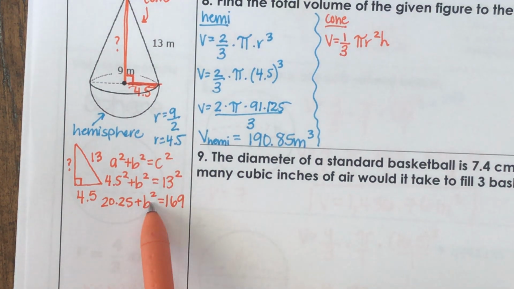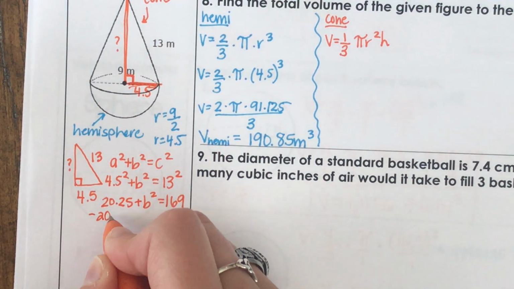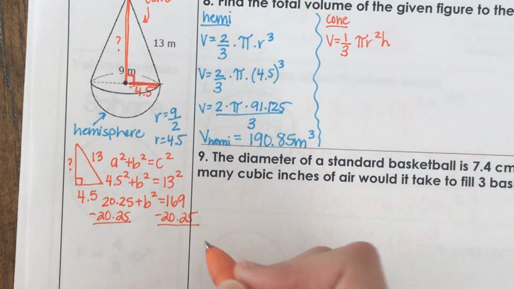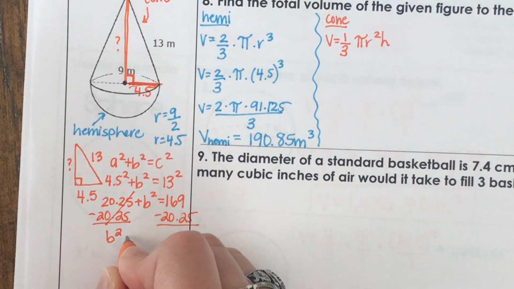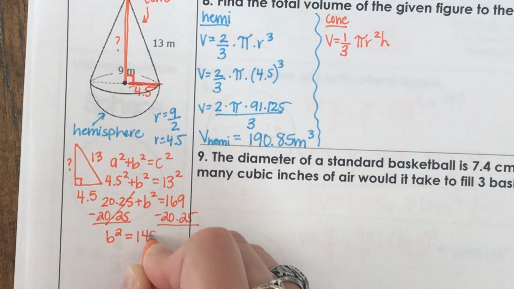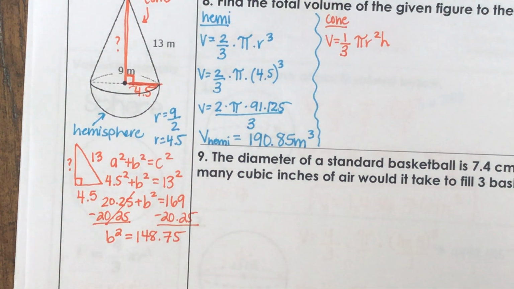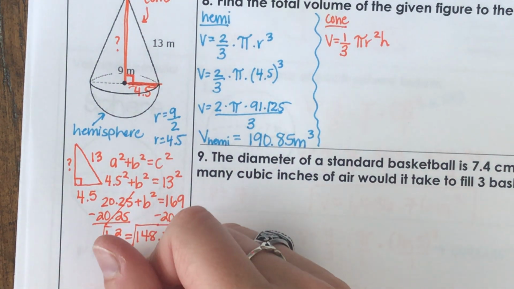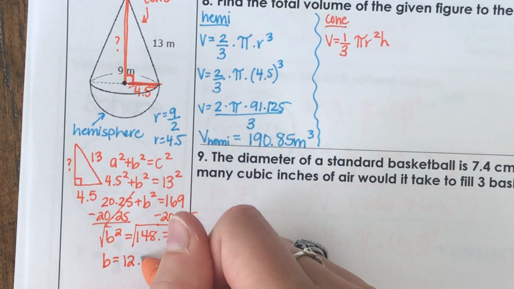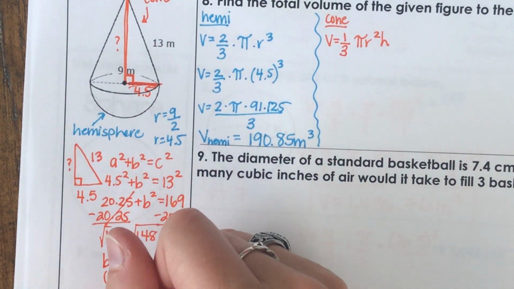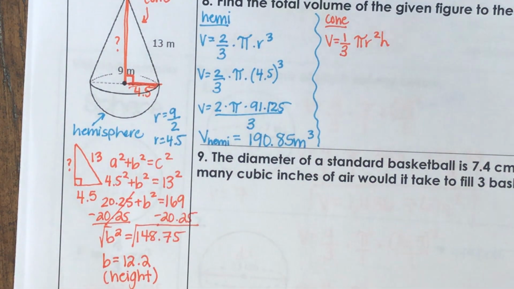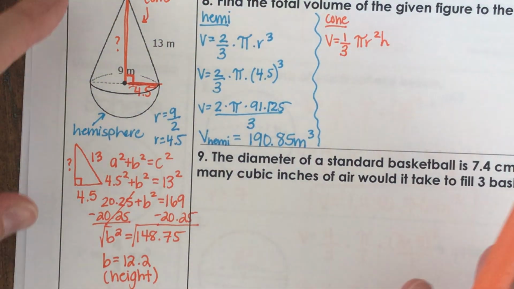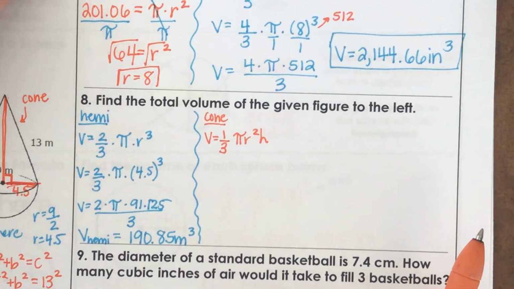From here, I want to get b squared by itself, so I'm going to subtract 20.25 from both sides. I get b squared equals 148.75. And my last step to get the b by itself, I square root. So I get b is about 12.2. So that is my height. Now I've got the radius and the height, so now I can find the volume of the cone. So much work, guys, so much work.